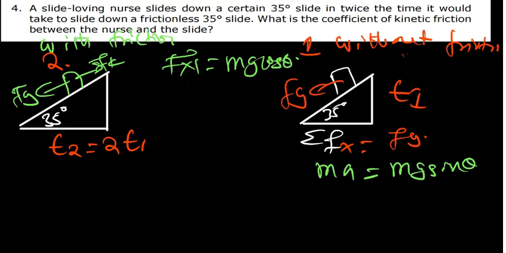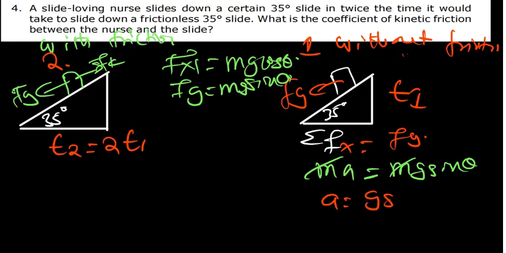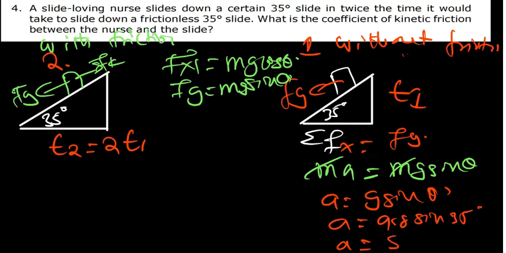Let me just remind you, Fg is mg sine theta. Here we can cancel the mass, and we see that acceleration is g sine theta. Our g is 9.8, times sine 35 degrees, and we see that our acceleration is 5.62 meters per second squared. That is the acceleration now.